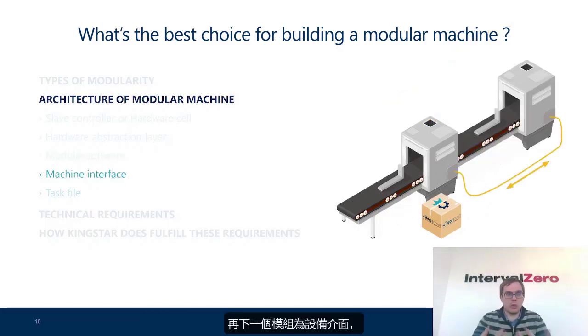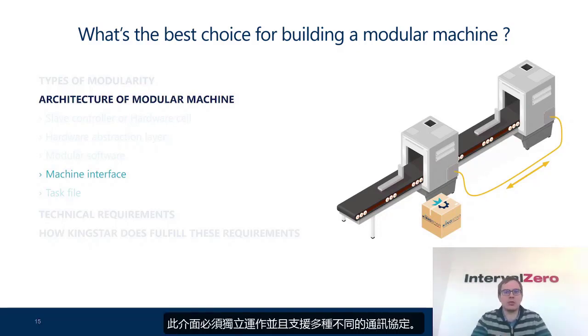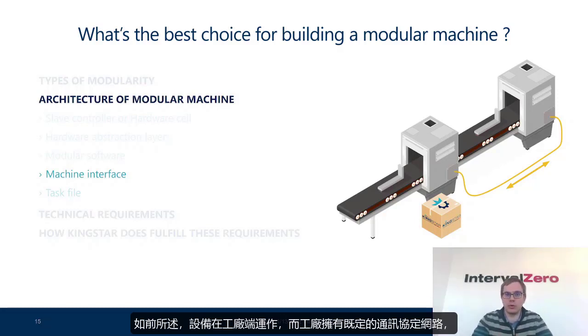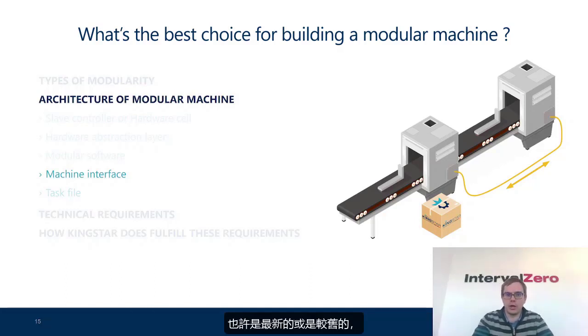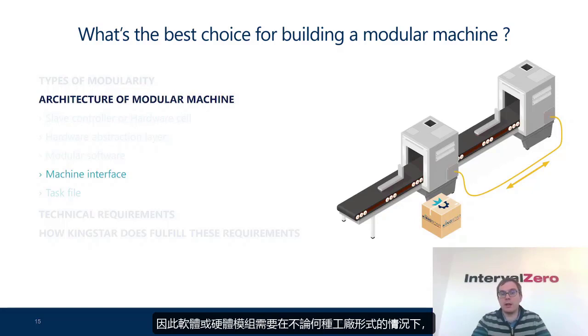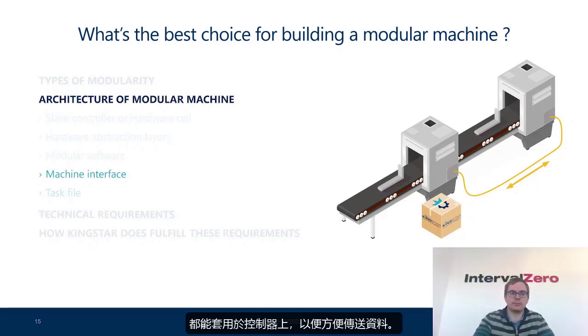The next step is one of the modules, which will be the machine interface. This one has to be independent and has to support many different protocols. As we said, when you sell a machine, it goes into a factory. This factory has an existing network with an existing protocol, which may be very recent or older. The machine has to be able to interface with the existing hardware and with the existing factory. Therefore, a module, which may be hardware or software or both, will need to be implemented for the controller itself, the logic, to be able to pass the data no matter the format of the factory.